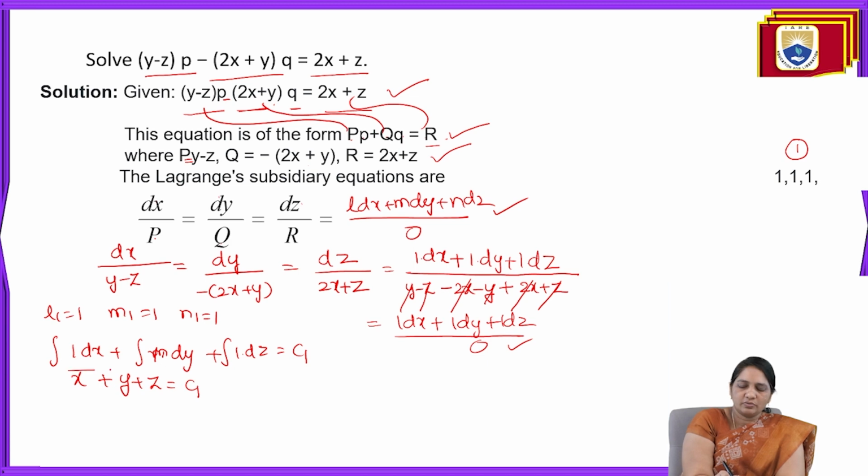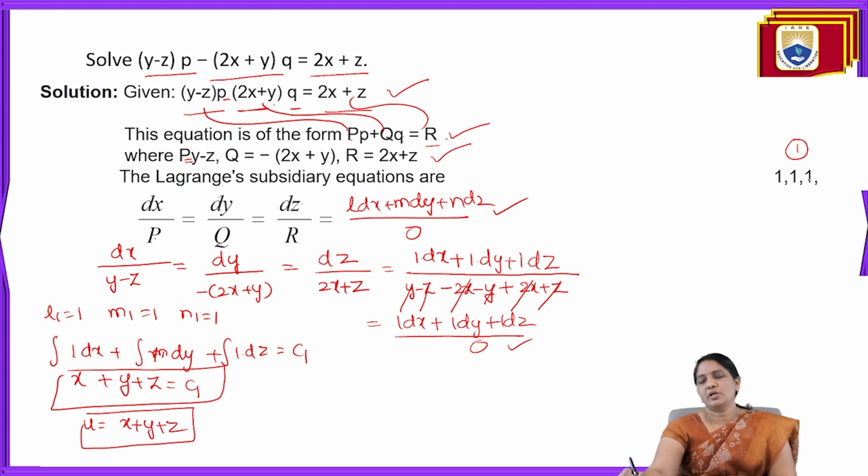So that is equal to c1. So I can write this one as a solution, u equal to x plus y plus z. This is my first solution. So according to the multipliers 1, 1, 1, I got the first solution, that is u equal to x plus y plus z. Now I am going to do the second solution.